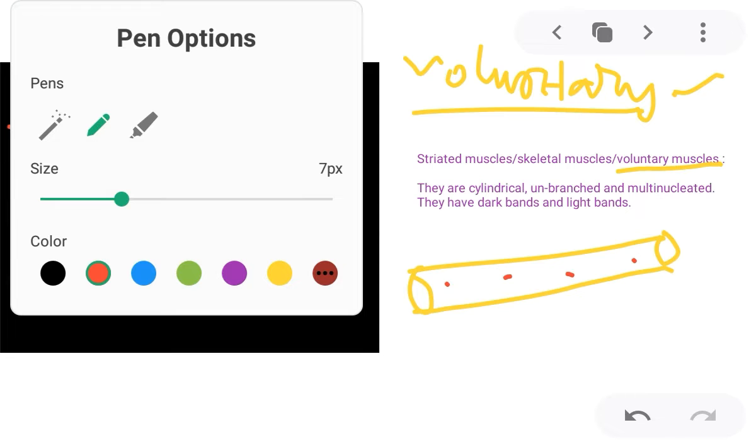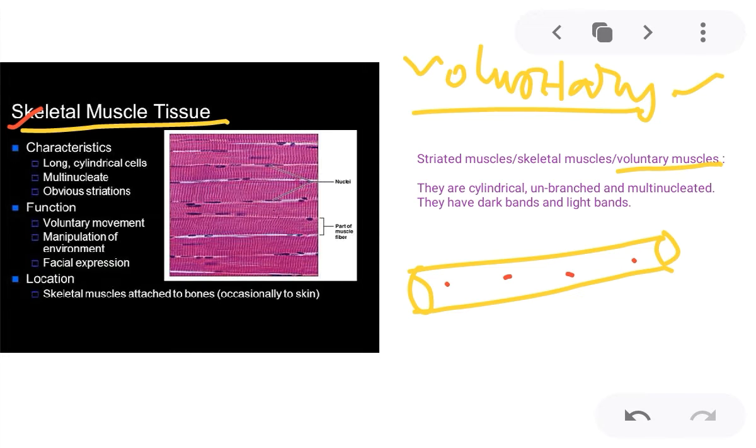At the same time, they are striated in nature. Striated means whenever you observe this tissue under a microscope, dark and light colored patches can be observed. Dark and light colored patches like this, striations, can be seen on the tissue. So as the striations are present, we call them striated muscles.